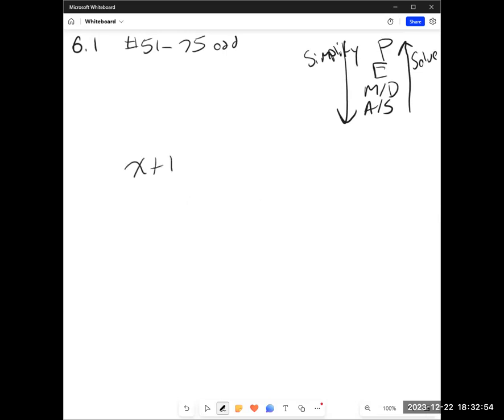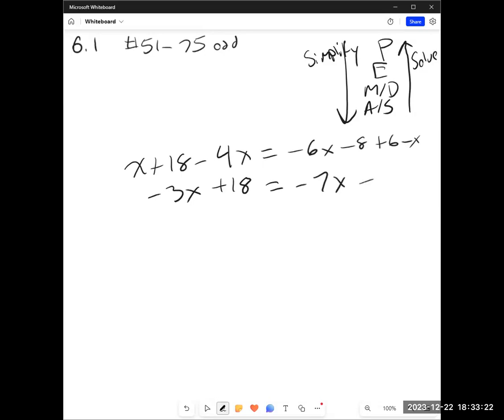X plus 18 minus 4x is equal to negative 6x minus 8 plus 6 minus x. So we're going to simplify both sides before we get started. X minus 4x is negative 3x plus 18 is equal to, and then negative 6x minus x is negative 7x. Negative 8 plus 6 is negative 2.